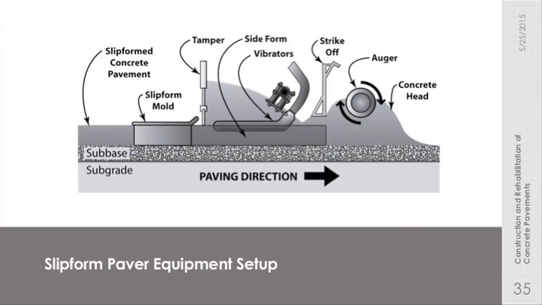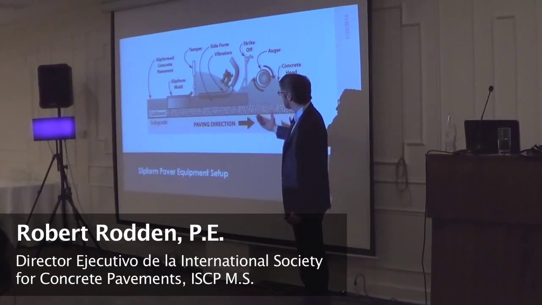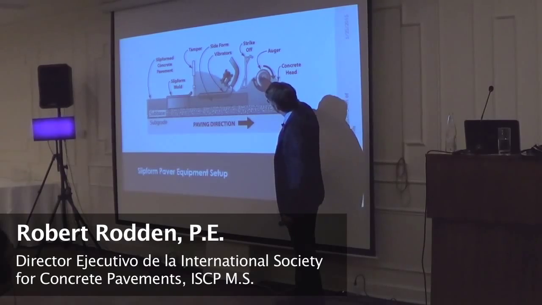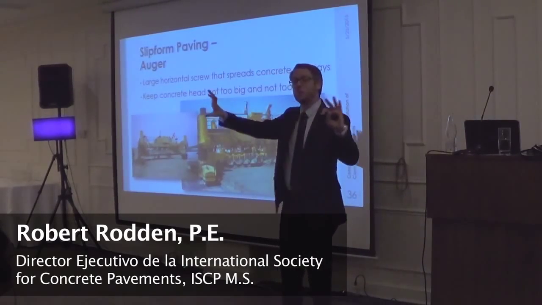So we're back to this point. We have our concrete head or constant supply of concrete out front. We're getting that there with the placer spreader or some other means. So the next thing we see is the auger. This is just a large horizontal screw.